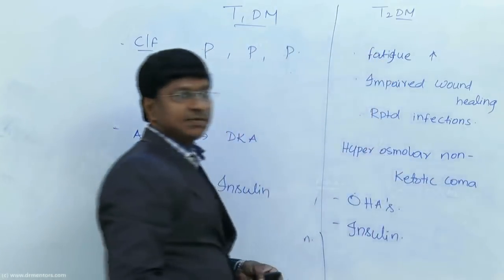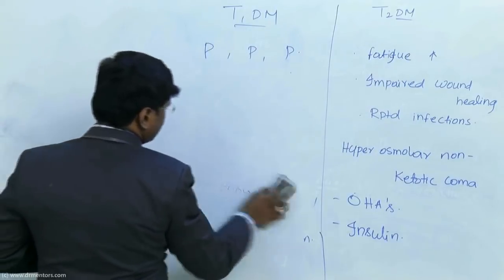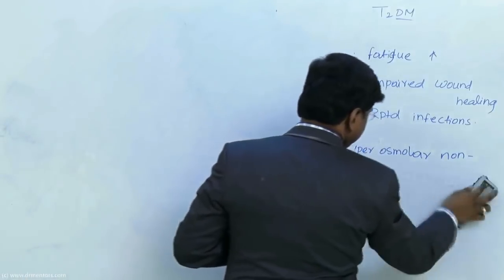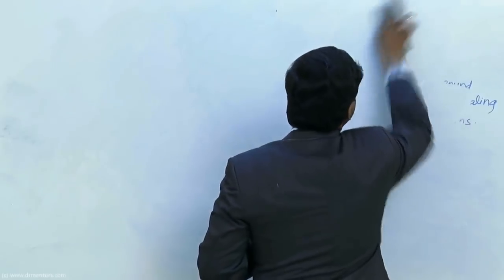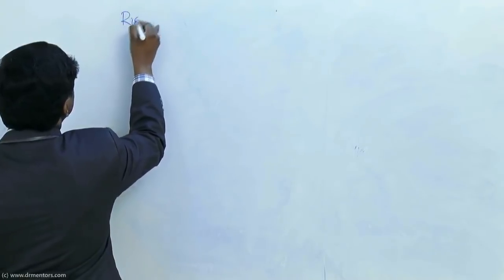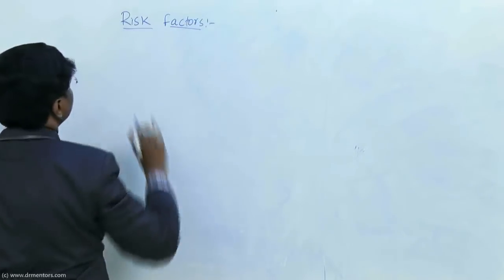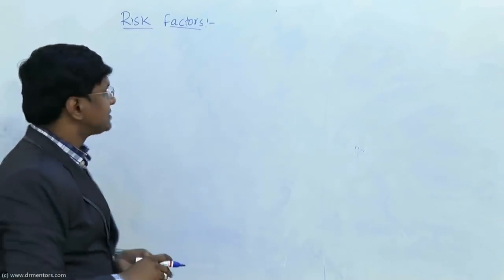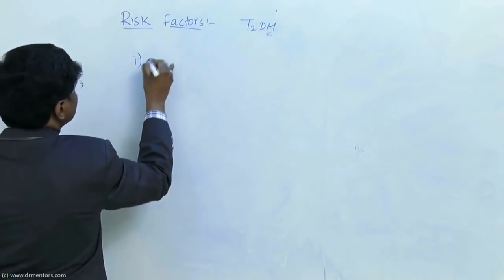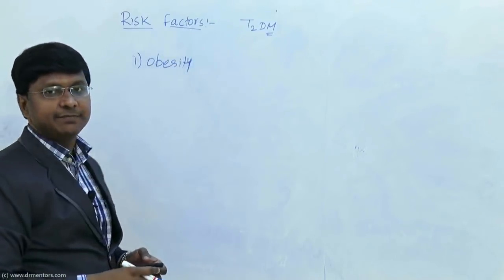Now, after having discussed the differences between type 1 and type 2, let me discuss what the risk factors are for the development of type 2 diabetes mellitus. First and foremost, very important is obesity. Obesity is a very important risk factor for the development of type 2 diabetes mellitus.